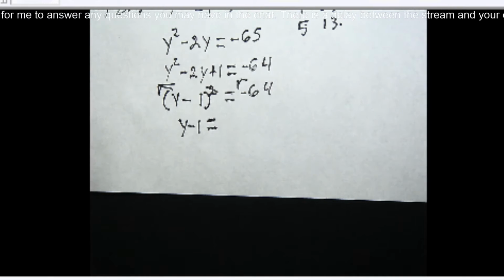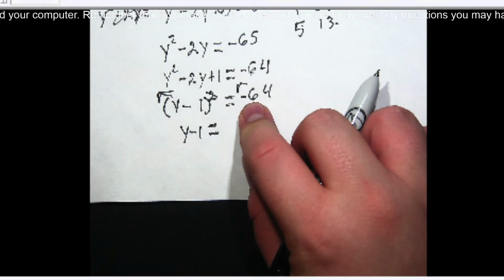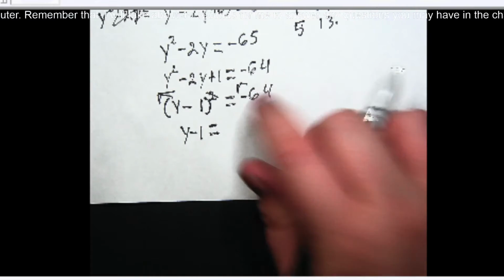Okay, now this is negative 8. So it's going to be not 8, but 8 what? When we take the square root of a negative number, that negative becomes i. So the square root of negative 64 is 8i.